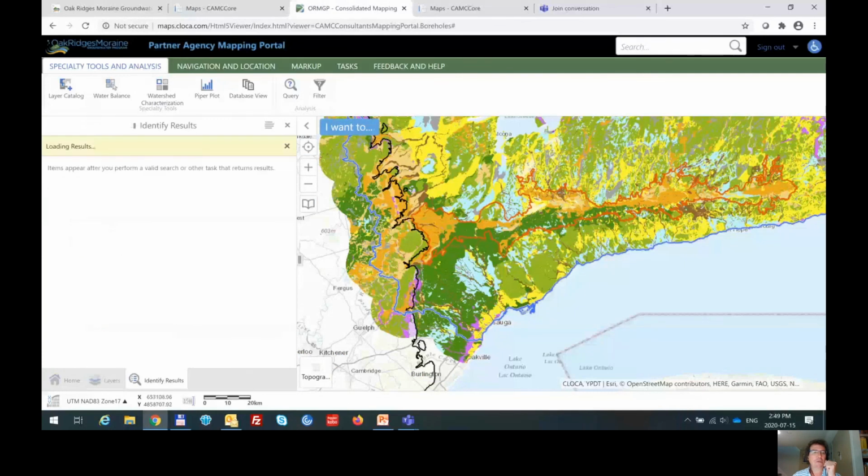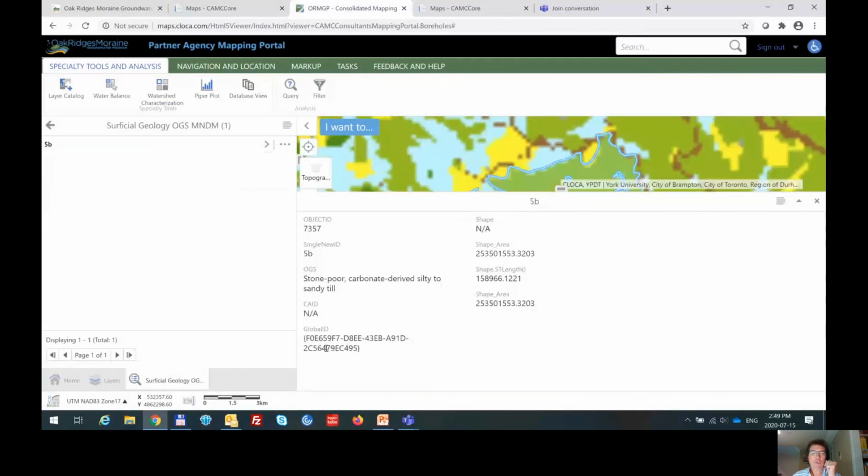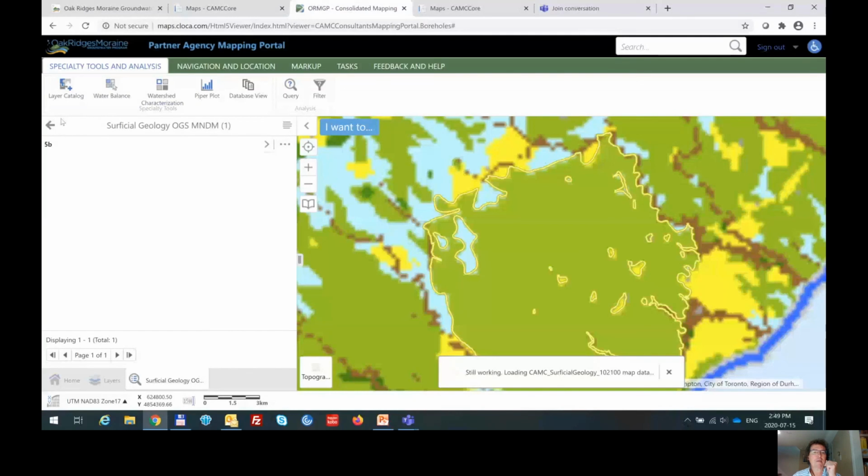And on this layer, I can right-click, find data on map. And remember, this is the OGS. And I'm Unit 5B, which is a stone-poor carbonate-derived silty to sandy till. So you can get information on the various polygons from that.